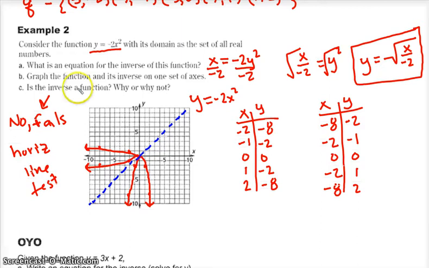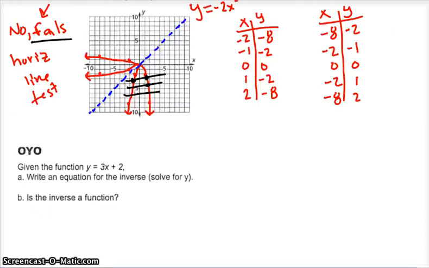If I look at the original function shown down here, if I draw my horizontal lines through there, you can see that I'm intersecting in more than one spot. That's why it fails the horizontal line test. Alright, now it's time for you to do a little work. Try the on your own problem and then check your answer.